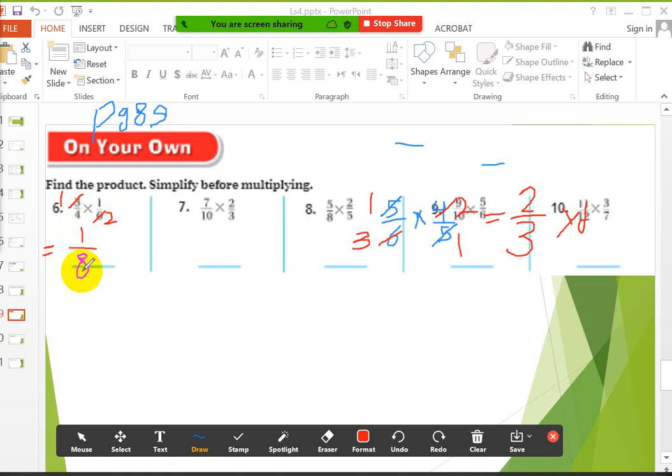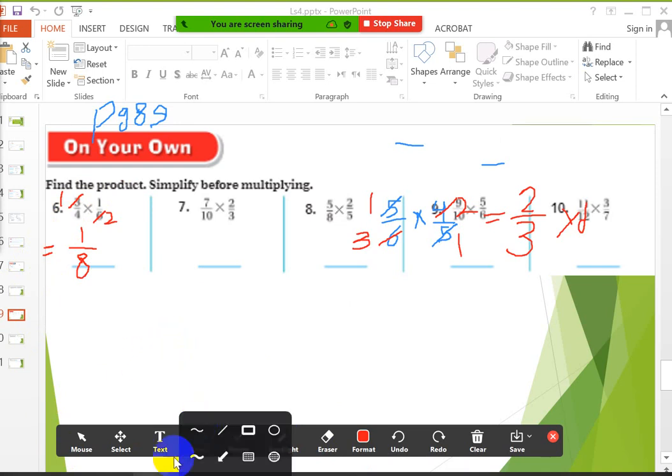Equals 8. So the final answer is 1 over 8. Is it in the simplest form or not, Lena? 1 over 8. Yes, Lena, yes. It's in the simplest form. Yes, thank you, Lena. Now let's continue to Maryam.